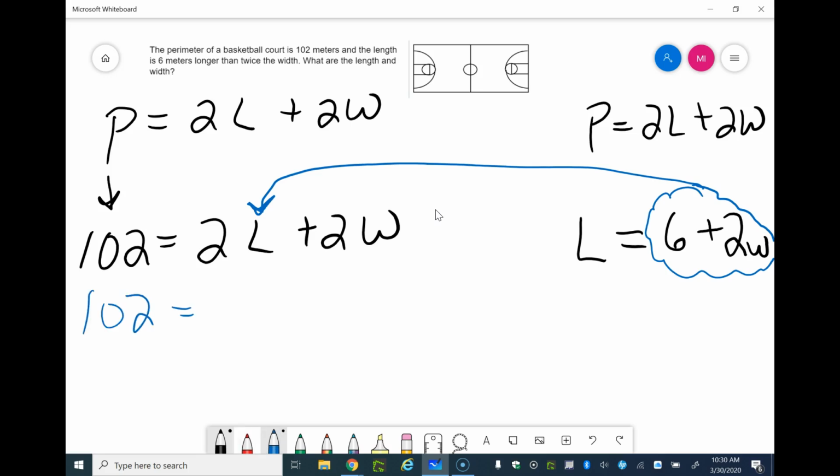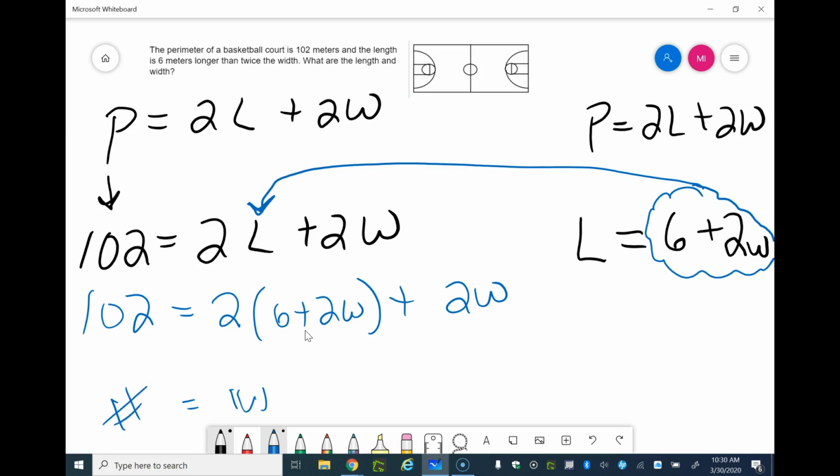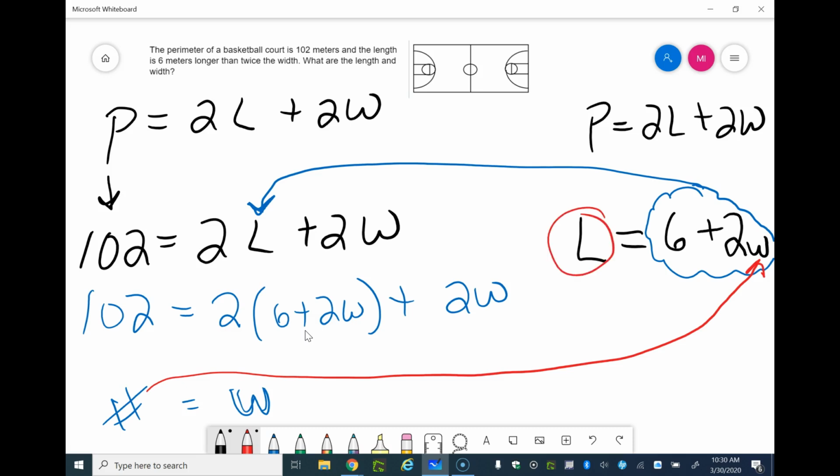102 is equal to 2 times L, so I'm going to say in parentheses 6 plus 2W, plus, now the rest of the equation, 2W. So from here, once we solve for W, we get our answer. So down at the bottom, we should have W equals some number. And once we get this number for W, we take it and put it back into this W, times it by 2, add 6, and that actually gives us the L. So now we're going to have W equals something and then L equals something.